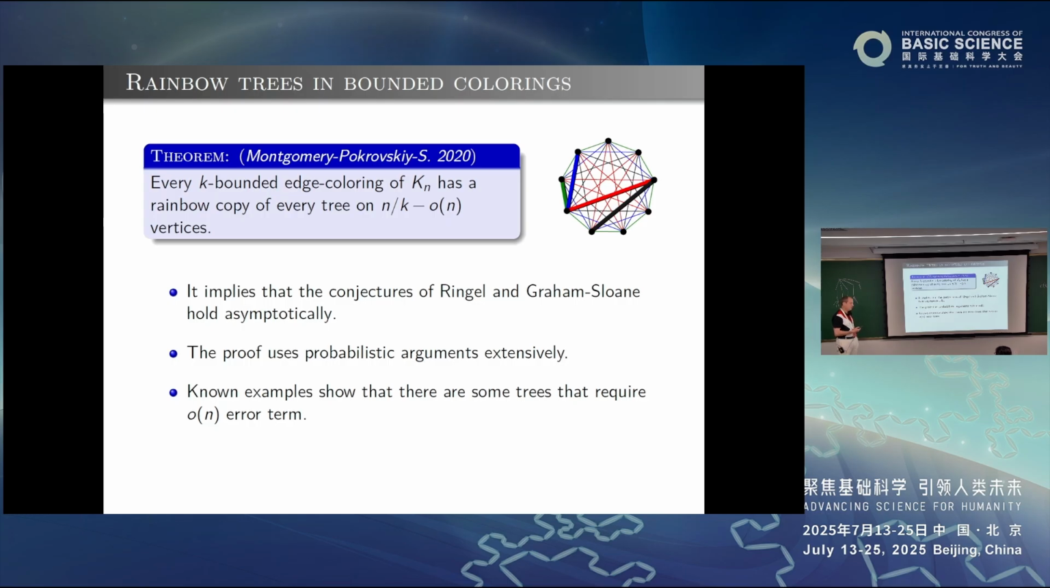But to finish my talk, let's go back to Ringel's conjecture. Ringel's conjecture was asking us something a bit weaker. It wasn't an arbitrary two-bounded coloring. It was a very specific, very nice, very symmetric two-bounded coloring. So in this coloring, maybe this error term is not needed, and we conjecture that it's not needed.